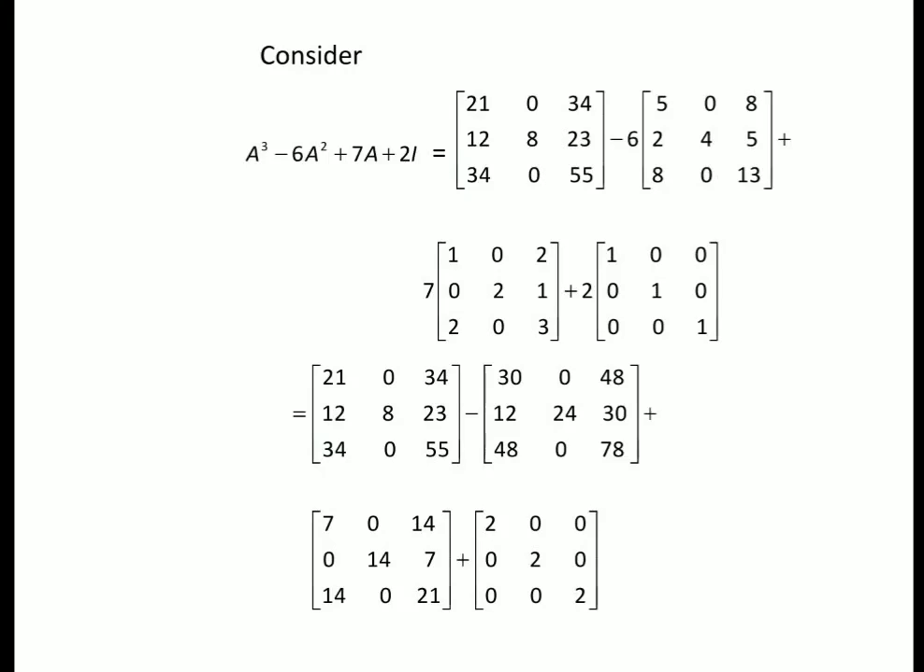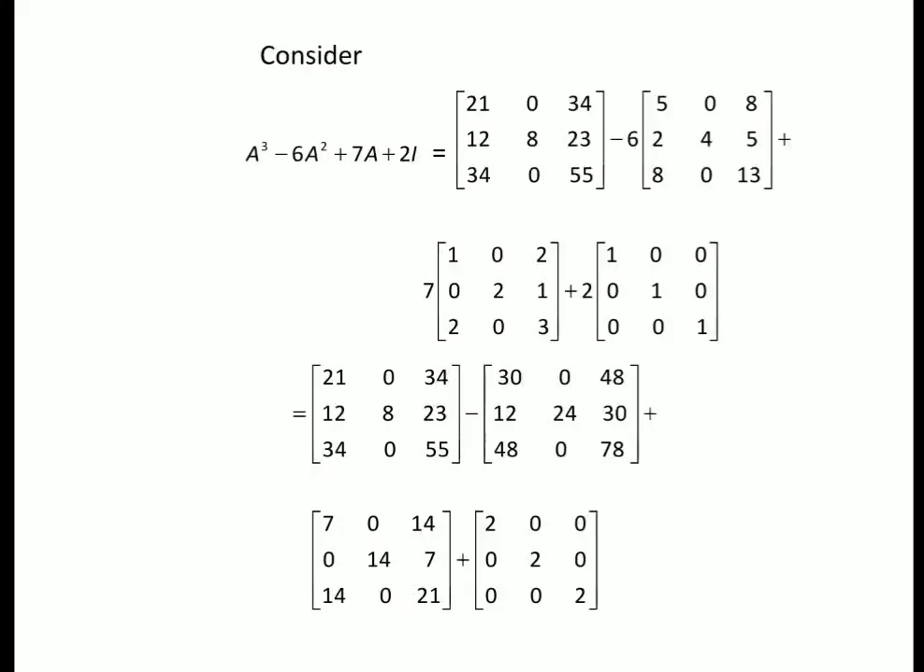Next, consider A cube minus 6A square plus 7A plus 2I. We know all the values. Let us substitute all the values and simplify. This one is very common. First you have to write A cube as it is. Then 6 into A square plus 7 into A plus 2I. We know all the values. Let us simplify this one.